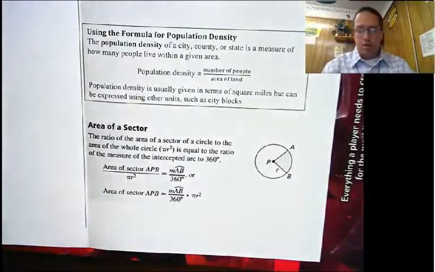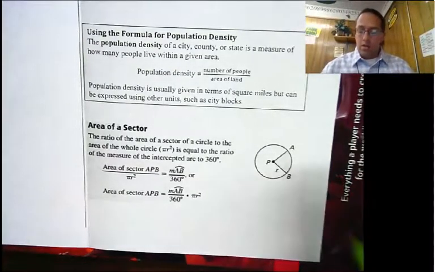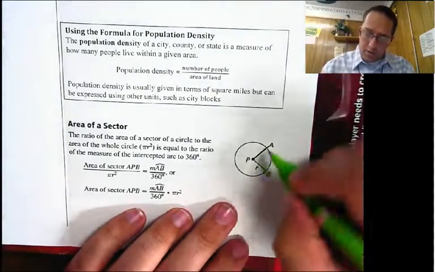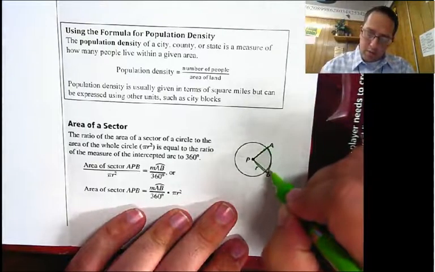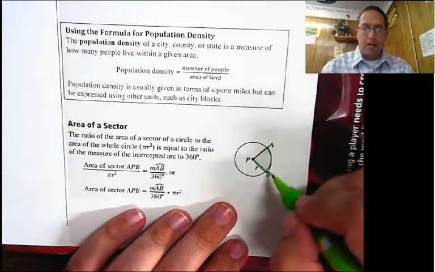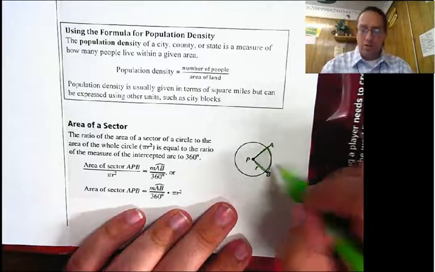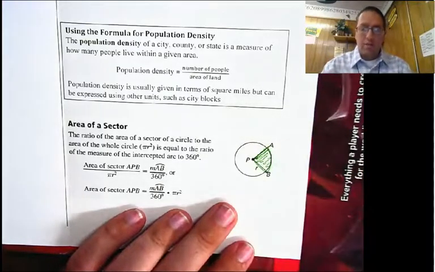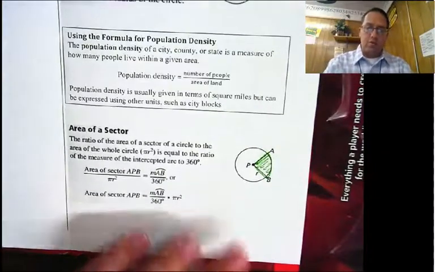Now, before we can really talk about the area of a sector, we have to know what is a sector, right? All right. A sector is the portion of a circle and the area inside the circle that is between the central angle and its corresponding arc. So the sector is all of this right here. Looks like a pie piece, right? That is the sector of a circle.